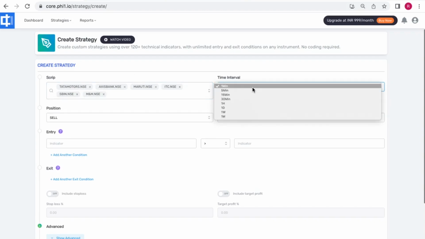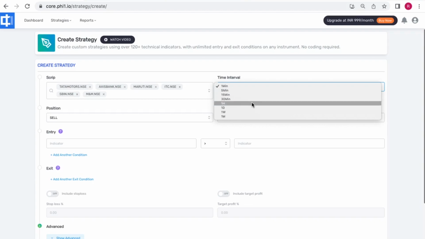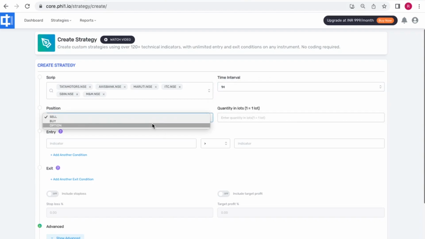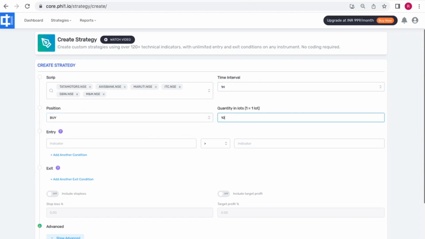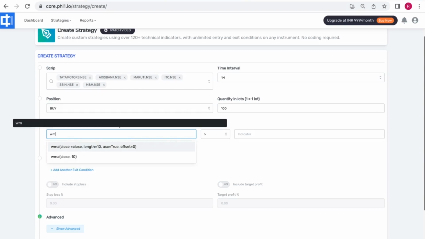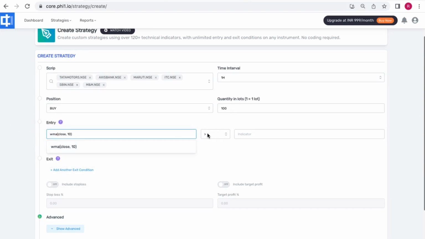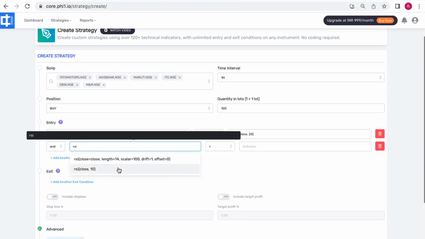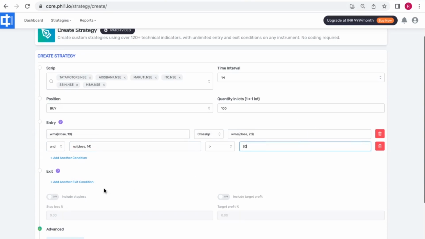Now let's select the time interval. I'm going with the 1 hour interval, but you can select from a variety of options you can see. Select the buy position to buy the quantity that you want when the entry condition is met. Your entry condition is a simple WMA cross with a short term WMA crossing over the long term WMA. I'm also adding the RSI being greater than 30.